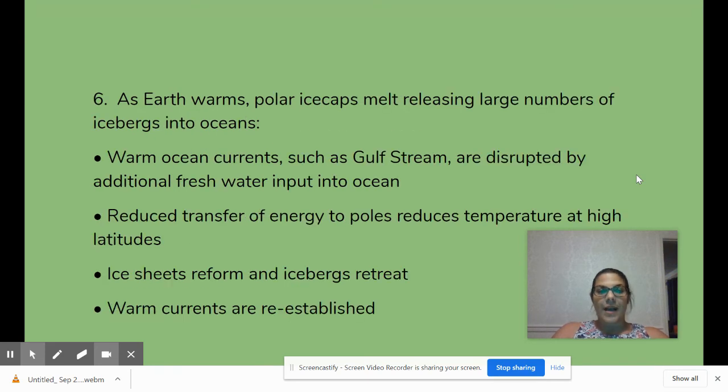And then last one, as Earth warms, the polar ice caps melt, releasing large numbers of icebergs into the oceans. Warm ocean currents, such as the Gulf Stream, are disrupted by additional freshwater input into the ocean. Reduced transfer of energy to poles reduces temperature at high latitudes. Okay, so it gets colder at high latitudes. Ice sheets reform and icebergs retreat. Warm currents are re-established. Okay, so is that one positive or negative?